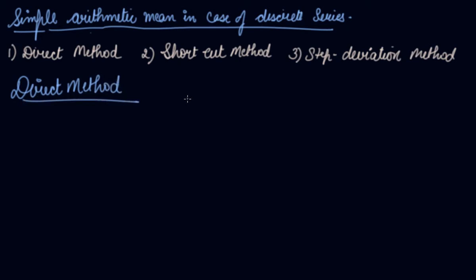The formula to calculate is x bar, which is the arithmetic mean, equal to summation fx divided by summation f, where x is the number of items in the series, and f is the frequency in the series. So let's solve it with the help of an illustration.